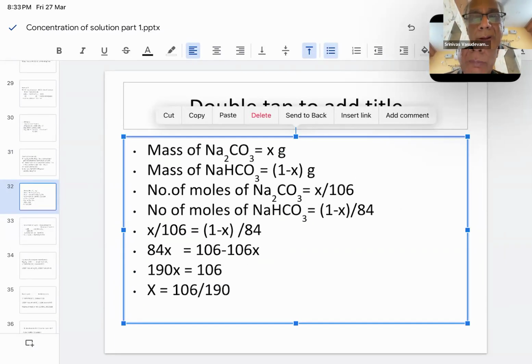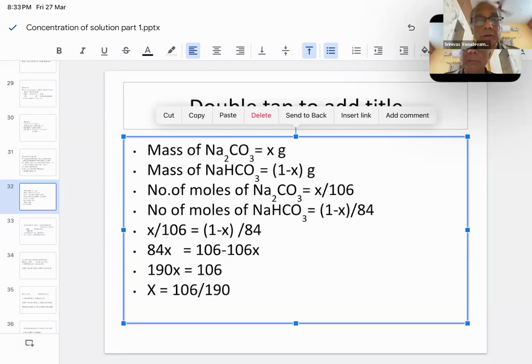Let us say the sodium carbonate mass is x gram. Sodium bicarbonate is 1 minus x gram. The number of moles is mass by molecular mass. Number of moles of sodium carbonate is x by 106. Sodium bicarbonate is 1 minus x by 84. Moles are the same here, equimolar. So I can write x by 106 equal to 1 minus x by 84. By solving the equation, I get x equal to 106 by 190. That is the mass of sodium carbonate.